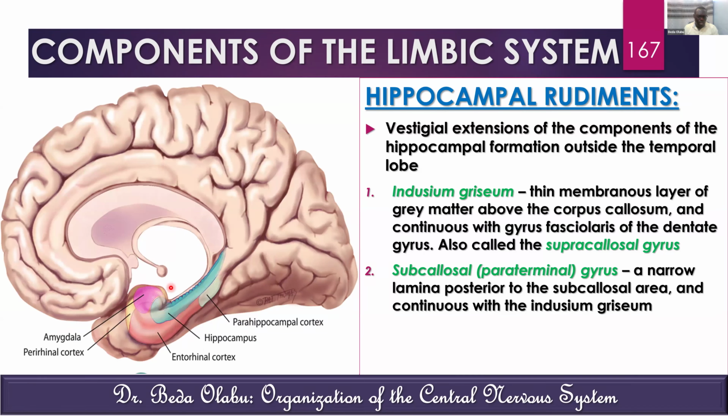In this particular image, we can still follow that. So that's the indusium griseum, gray matter above the corpus callosum. Following it anteriorly, we can see that, and so we go back to that narrow stripe. So that's the subcallosal paraterminal gyrus. Anterior to that is the subcallosal area, and behind that is the anterior commissure and lamina terminalis.